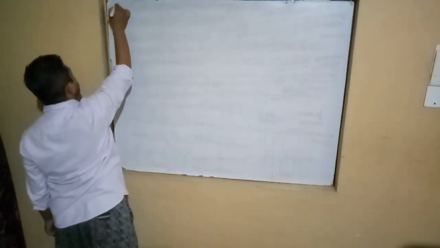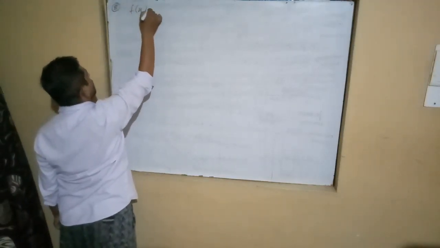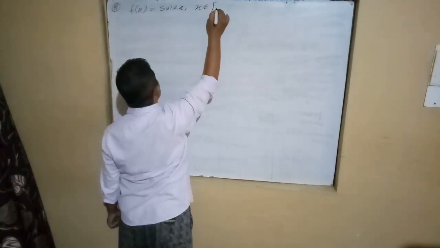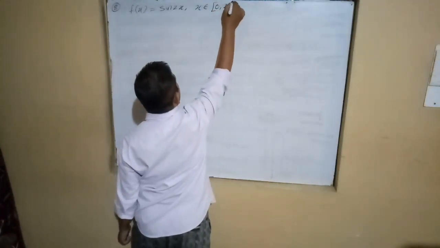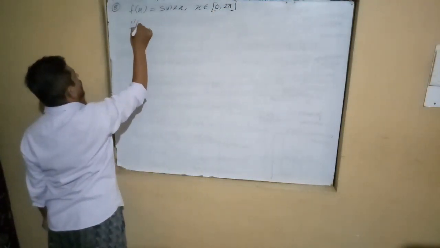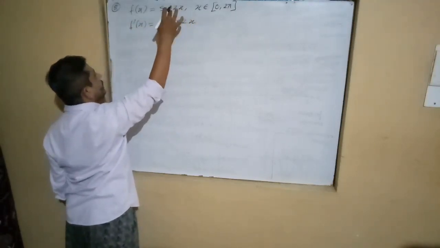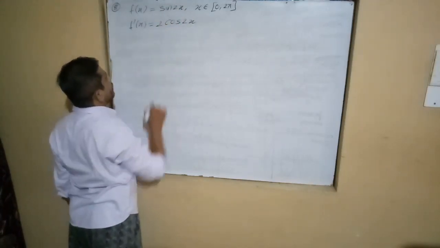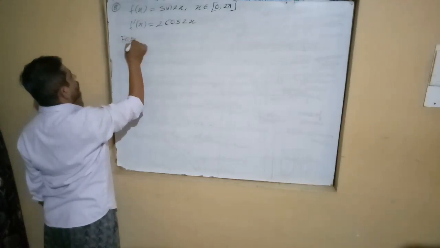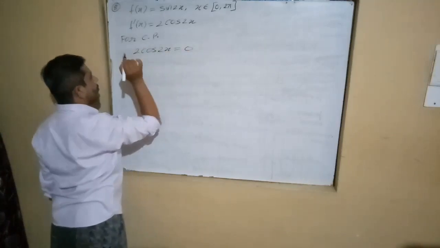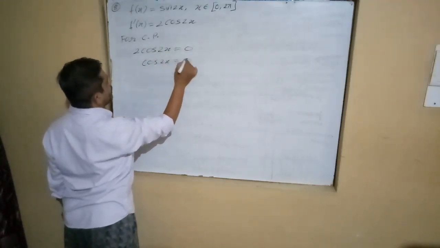Question number 8. The function is given, f(x) is equal to sin 2x, where x belongs to 0 to 2 pi. So first we differentiate it. f dash x, what will come? cos 2x, and this is not the actual x, the differentiation of 2x is 2. So 2 cos 2x. For critical point, 2 cos 2x is equal to 0. So cos 2x is equal to 0.